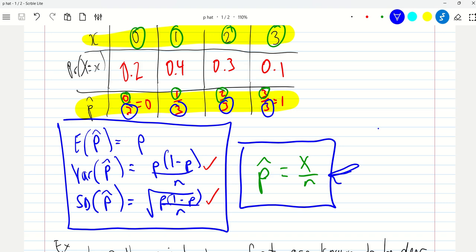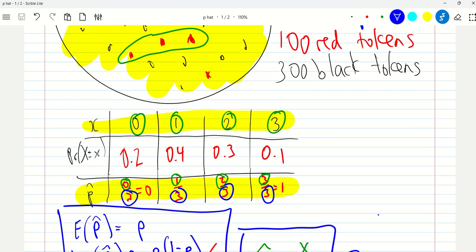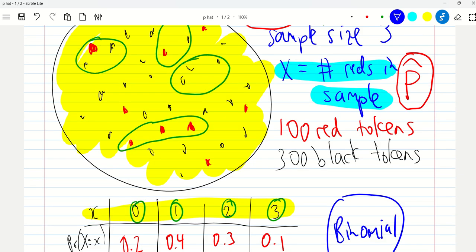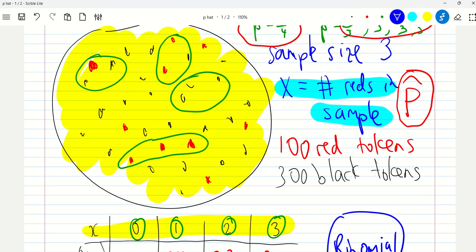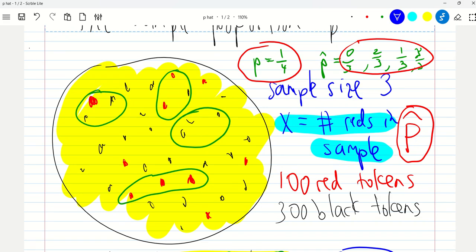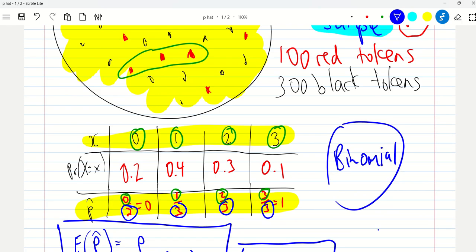Now, all of what I was talking about here, all of this is all binomial, right? Because all you're saying is you've got a success. Is it a red token? Yes. Is it not a red token? It's not. It's a fail. And so that's a binomial. And we're doing in this first one, we did a sample size of 3. So we're doing 3 trials, all with probability of 1/4 of getting a success. So this is a binomial trial.